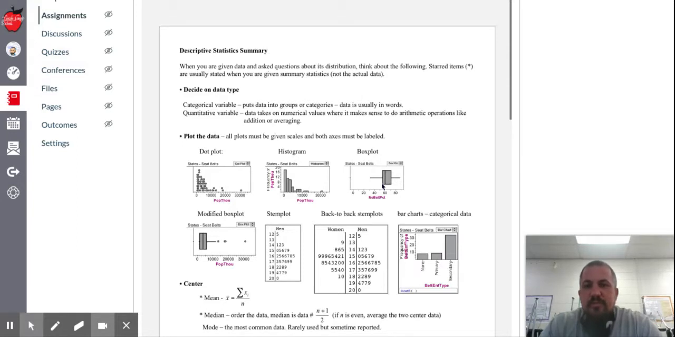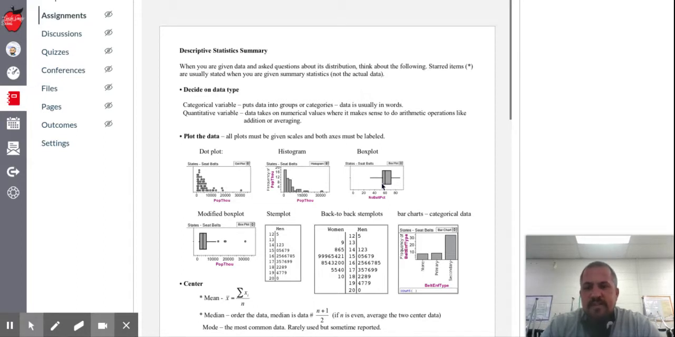Remember, you are usually given the summary. Sometimes you're given the summary statistics, which would be like the mean, standard deviation, and then the 5-number summary: the minimum, Q1, median, Q3, and maximum. Other times you may be given the actual data, and then you have to go and find those summary statistics. So that's two options there.